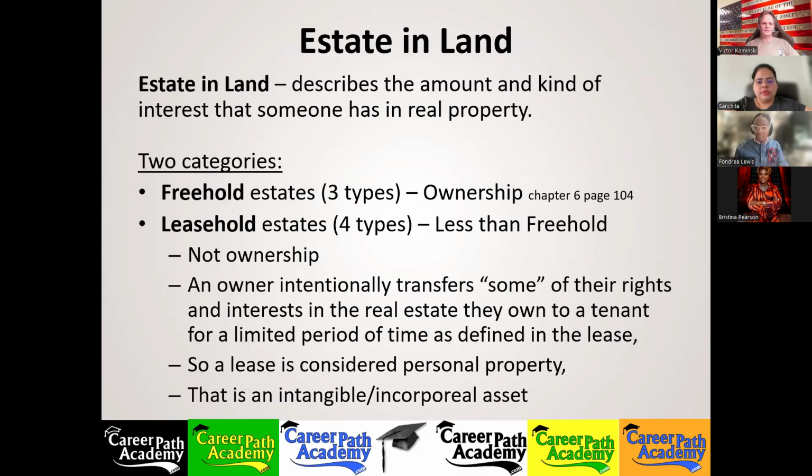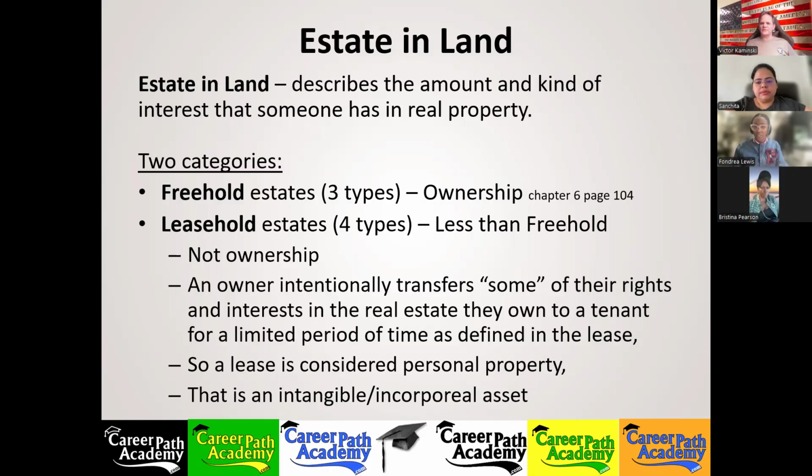Then the next one, fee determinable, also known as defeasible or conditional fee estate, because it's based on a condition. And the last one is a life estate, correct.